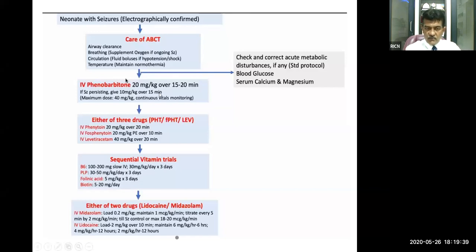Sometimes there is a very bad encephalopathy like HIE or some metabolic condition, and the child is not doing well with injectable phenobarbital or second-line injectable medicines. Then you need to use a midazolam infusion or lidocaine. We have more experience with midazolam than lidocaine. Load with 0.2 mg per kg, and then maintain with 1 microgram per kg per minute, and gradually increase until the maximum of 18 to 20 microgram per kg per minute. Lidocaine loading is 2 mg per kg. Then you start with 2 mg per kg per hour, and gradually you can build up to 6 mg per kg per hour.